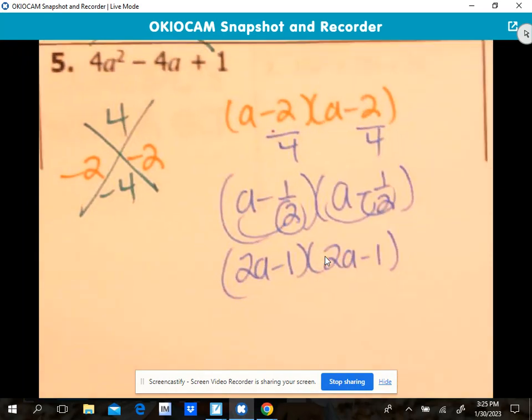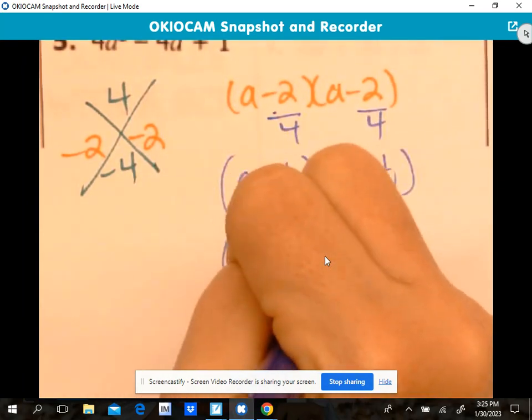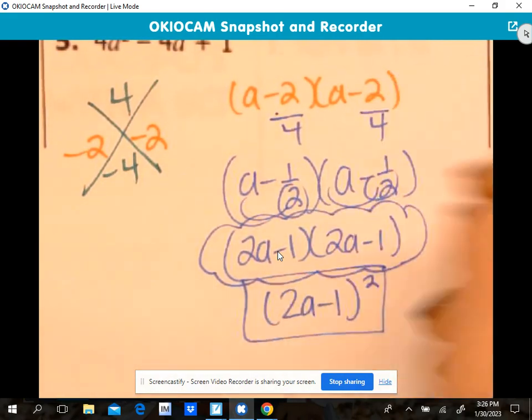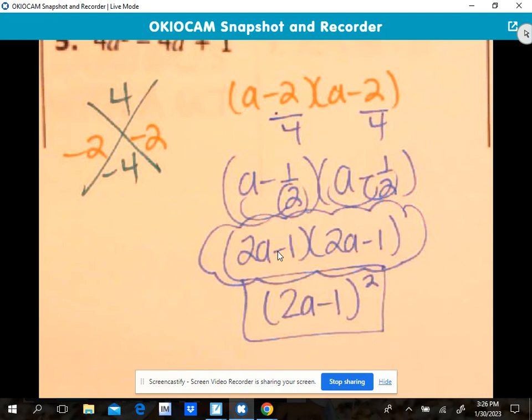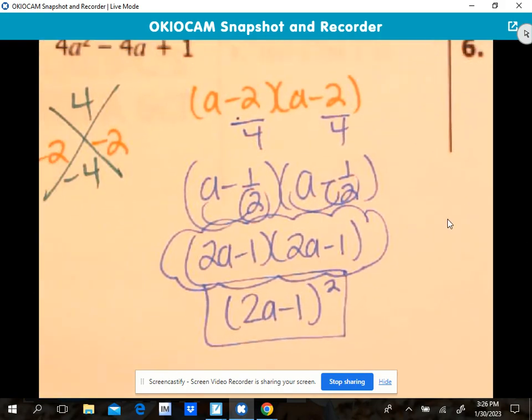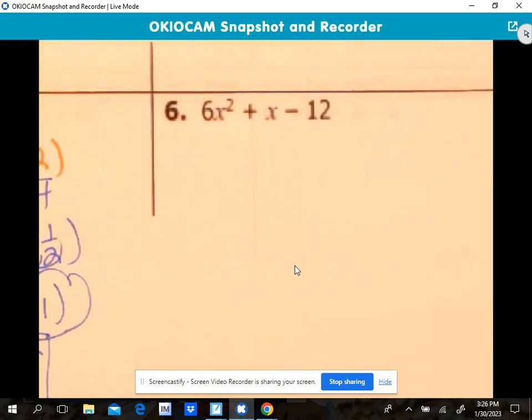Okay, so 2a minus 1 and 2a minus 1. And remember, if we have it twice, we can write it once and square it. This one works too. They are mathematically equivalent, but a lot of times the EOC is going to have it as the 2a minus 1 quantity squared. Okay, go back, pause that, work through that one if you need to.